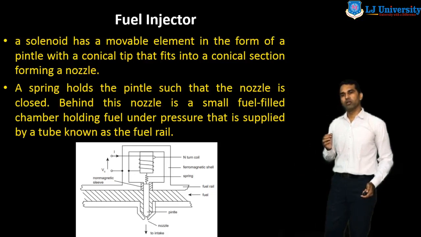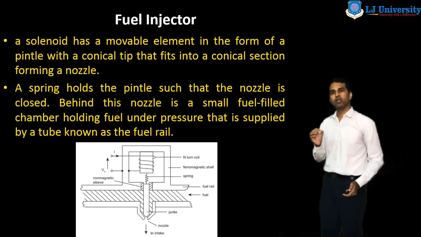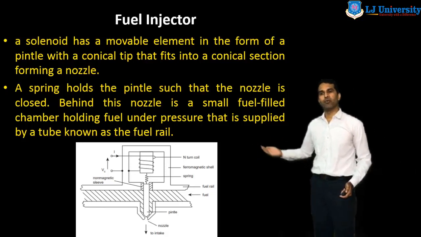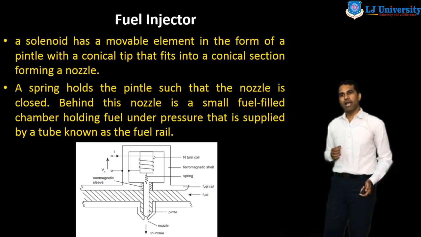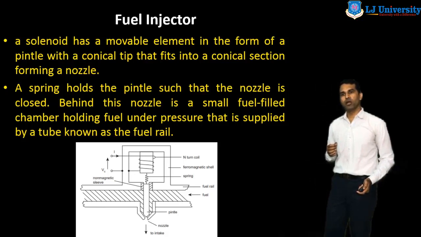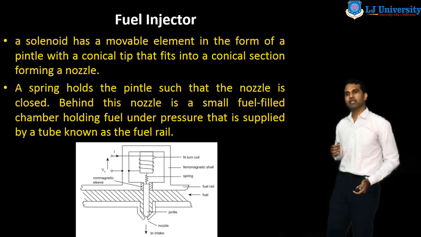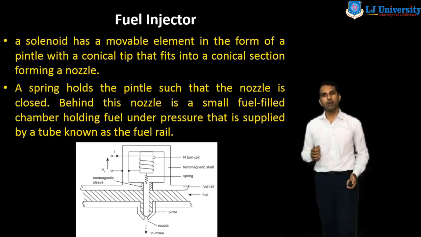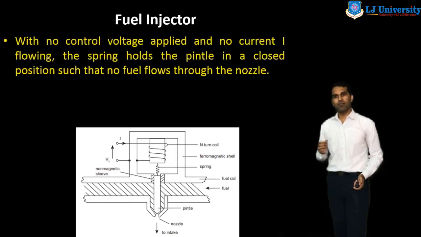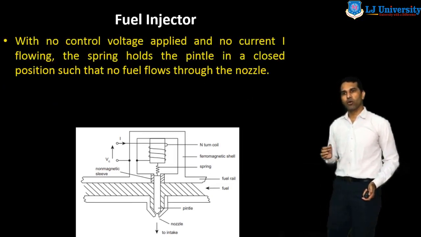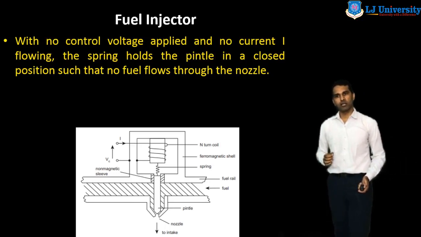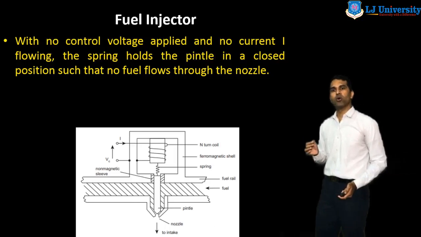A spring holds the pintle such that the nozzle is closed. Here we can see the spring is attached to the pintle. Behind the nozzle is a small fuel filled chamber holding the fuel under pressure, which is supplied by the tube known as the fuel rail. With no control voltage applied and no current flowing, the spring holds the pintle in a closed position such that no fuel flows through the nozzle.